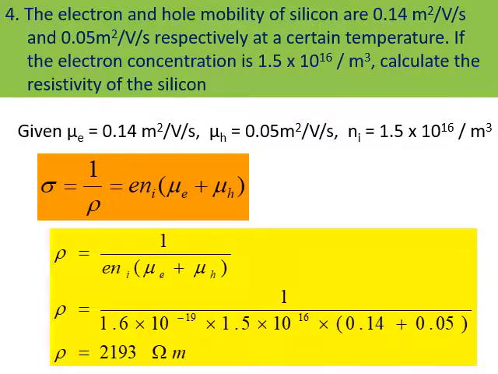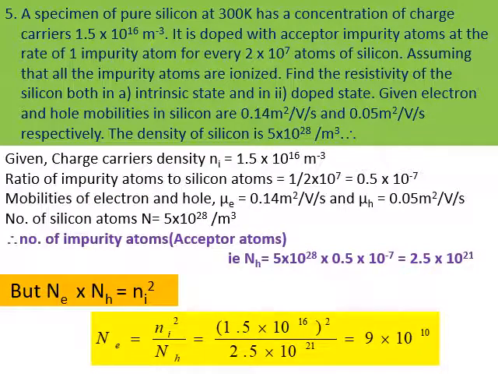In the fifth problem, a specimen of pure silicon at 300 Kelvin has a concentration of charge carriers 1.5 × 10⁻16 per meter cube. It is doped with an acceptor impurity atom at the rate of 1 impurity atom for every 2 × 10⁻7 atoms of silicon. Assuming that all the impurity atoms are ionized, find the resistivity of the silicon both in the intrinsic state and in the doped state.